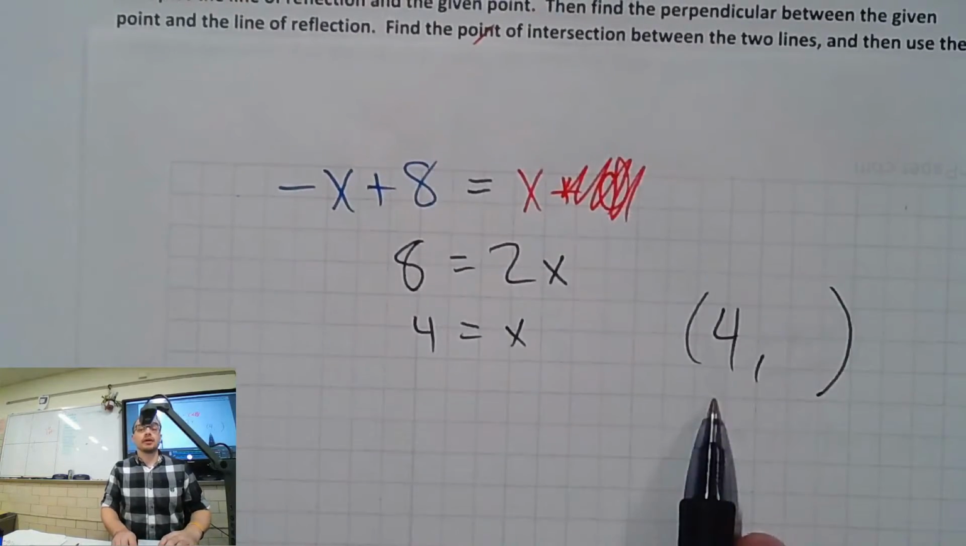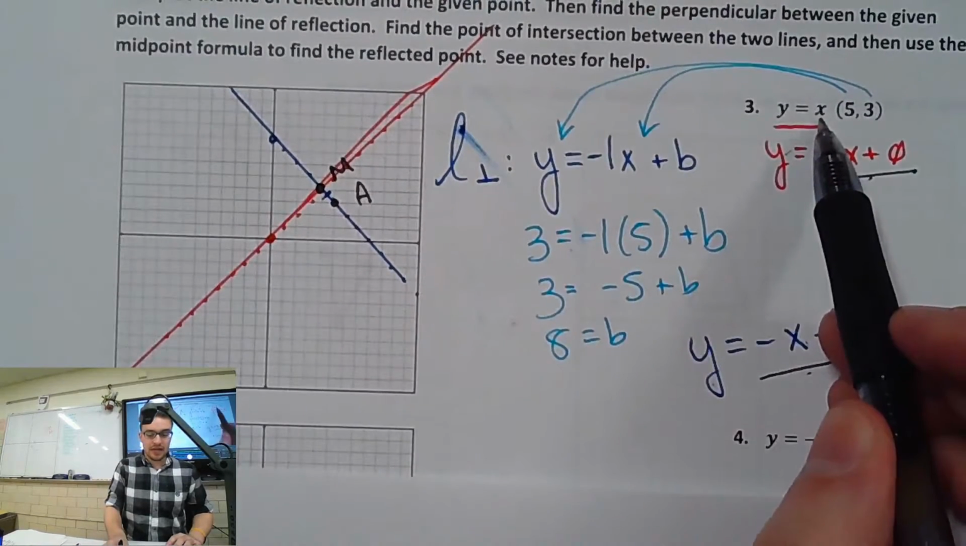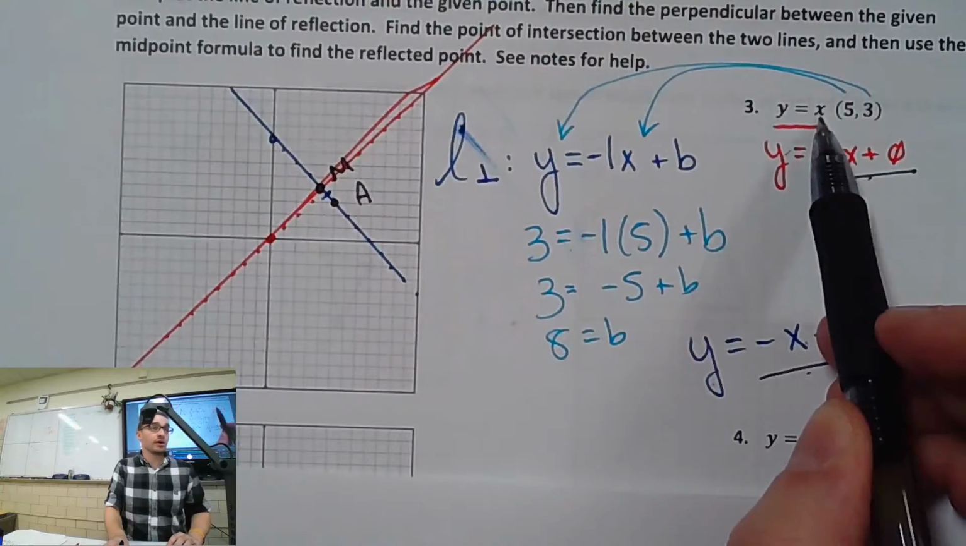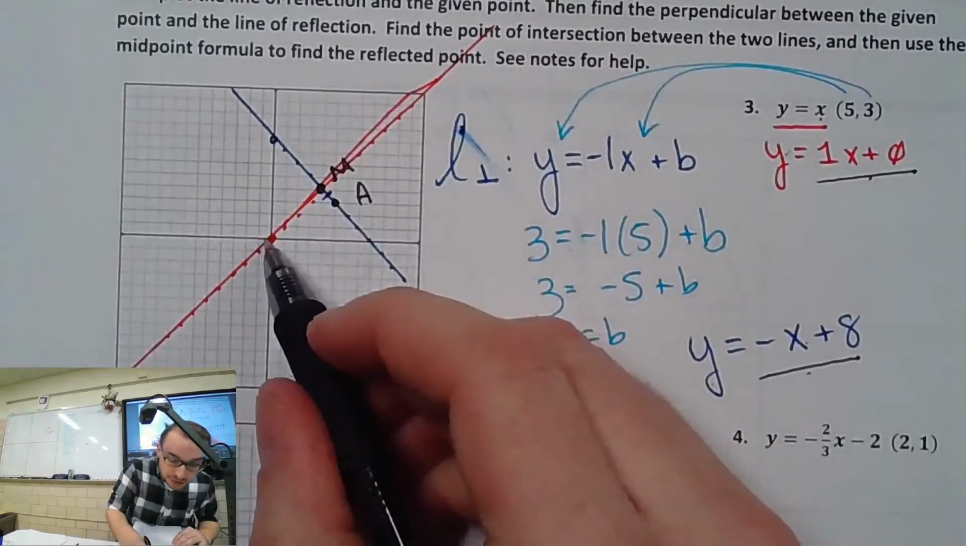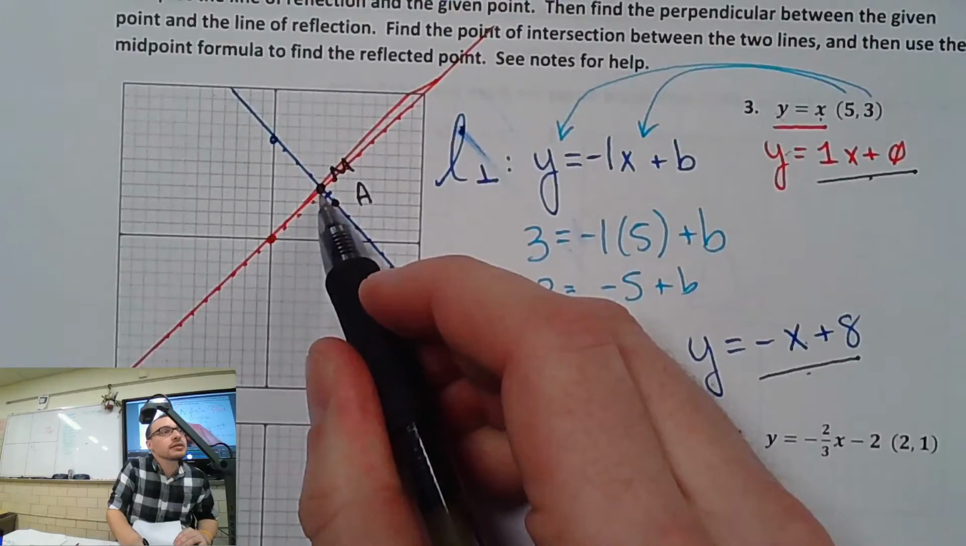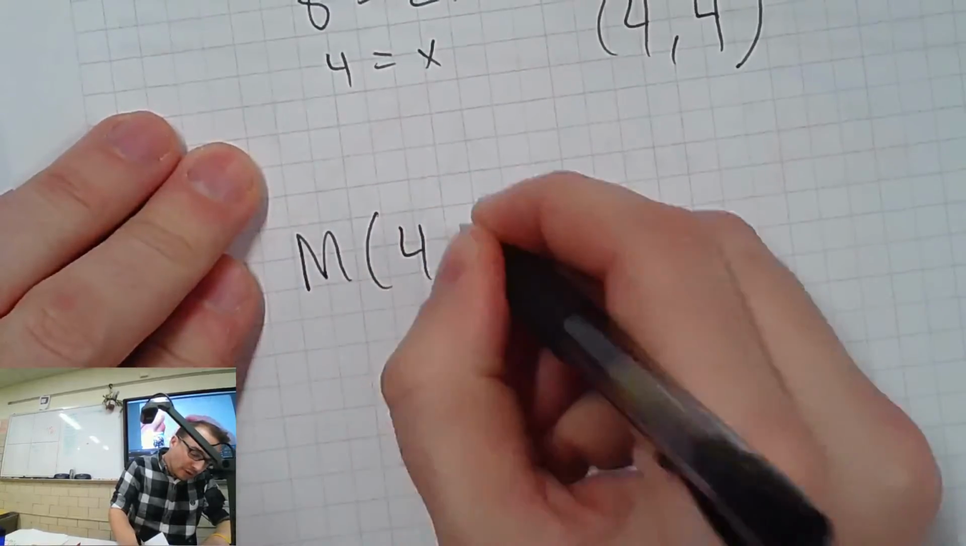So x is 4. How do I figure out what y is? Well, I can plug it into any of my equations, right? So I'll plug it in here. If x is 4, what's y? Also 4. That's convenient. So it intersects at 4, 4. Wow, wow. So our midpoint is 4, 4.